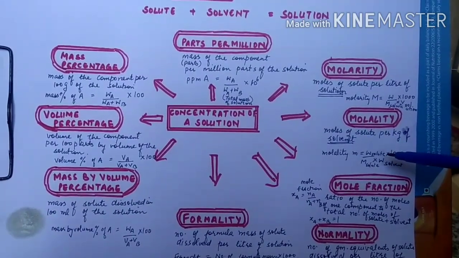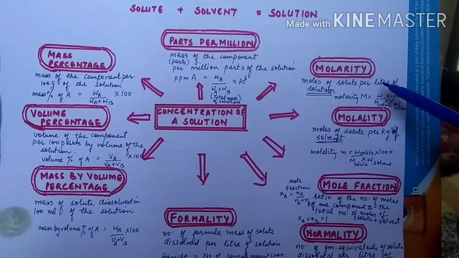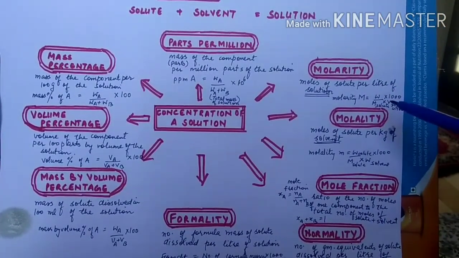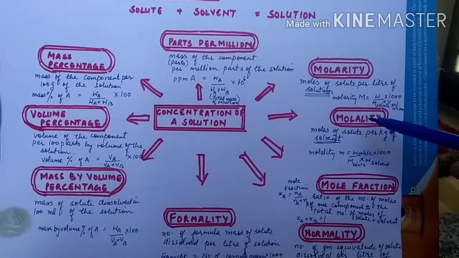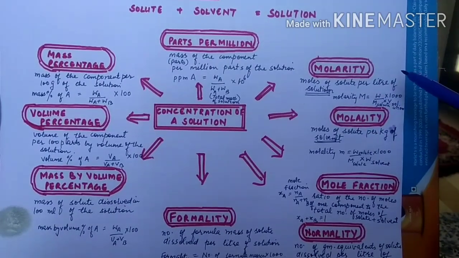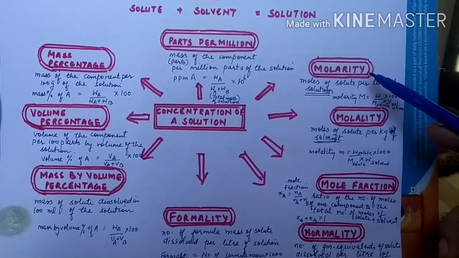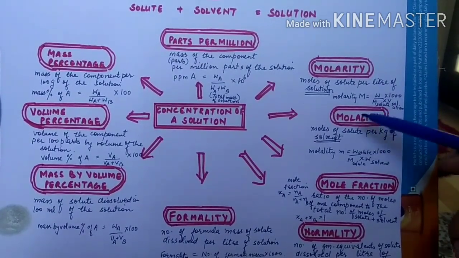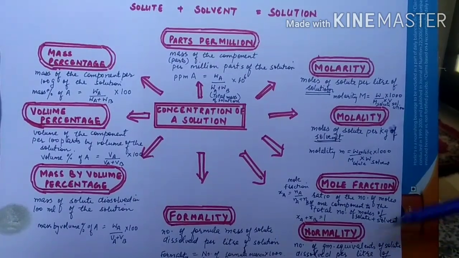Mass does not change with temperature, whereas volume changes. On heating, the volume may expand. On cooling, the volume may contract. So the volume changes with temperature. So the value of molarity may also change with temperature, whereas molality remains constant. So molality is better than molarity.